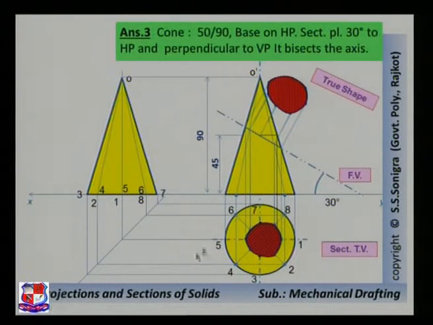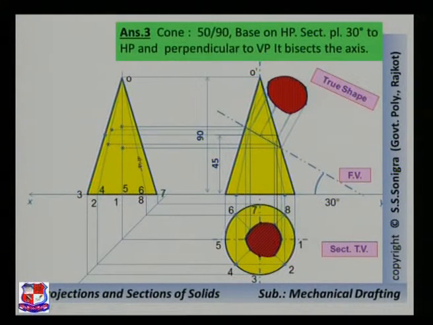Now each generator position is known to us. Transfer all these points P1, P2, P3 up to P8 from this front view to this side view. So for that, what should we do? From P1 draw a straight horizontal line that will cut O1 at this point. From P2, 2 is here, draw a straight horizontal line that will cut O2 at this point. From P3, a straight horizontal line will cut O3 at this point. P4 is here, so it will cut O4 at this point.